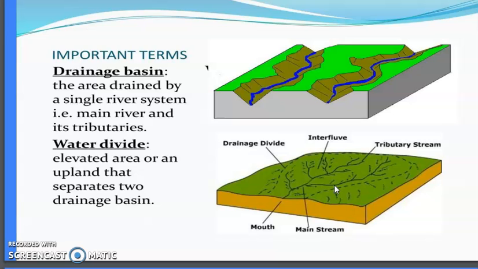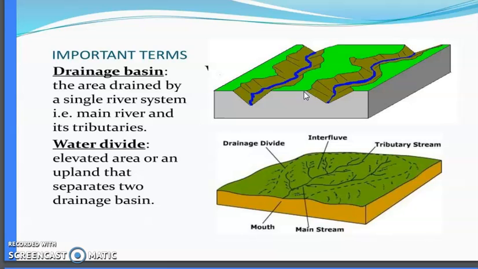Now the next one is the water divide. What is a water divide? A water divide is an elevated area or an upland that separates two drainage basins. You can see over here, this blue color is a river and this is another channel or another river. Now this middle part is an upland, an elevated part that separates both rivers, and this is called the water divide. These uplifted parts are called the water divide. A water divide is the upland that separates two river channels.